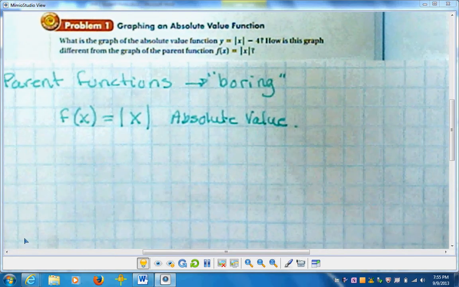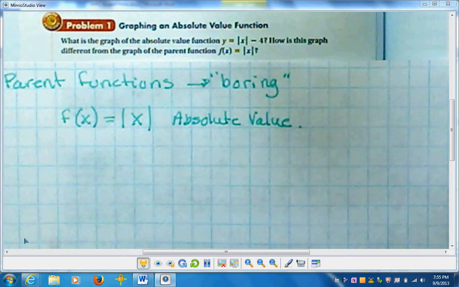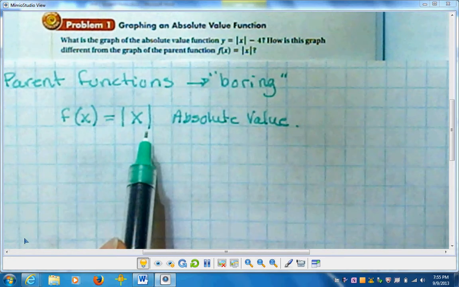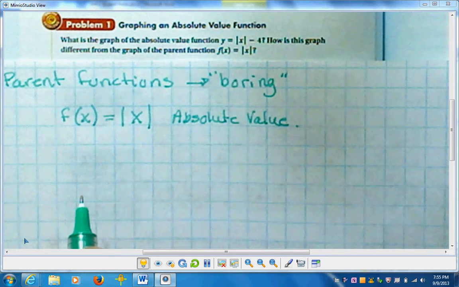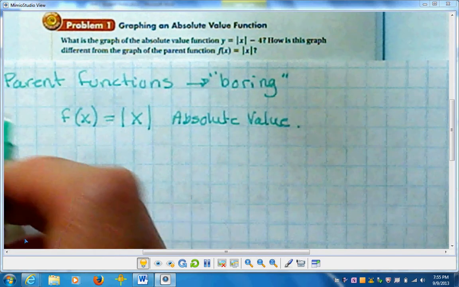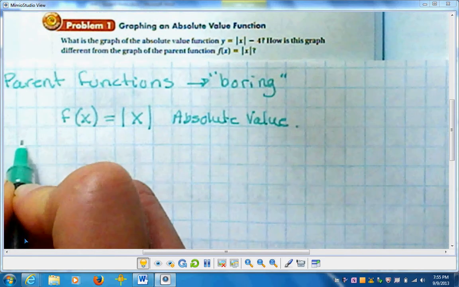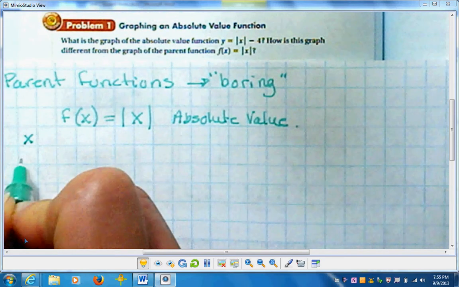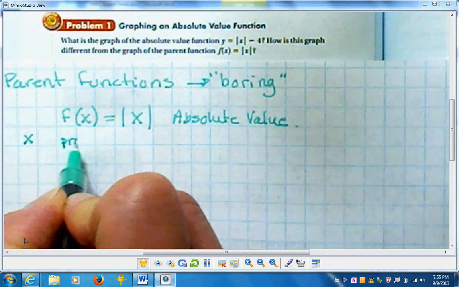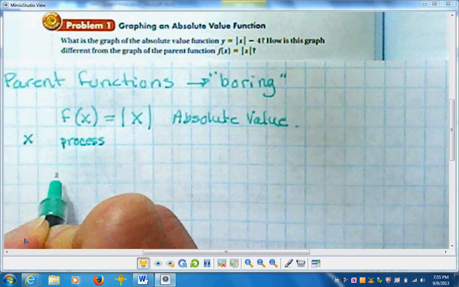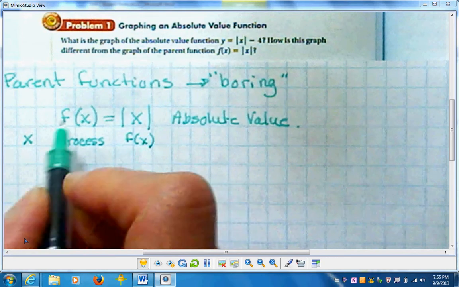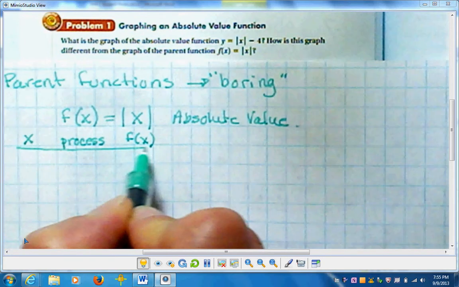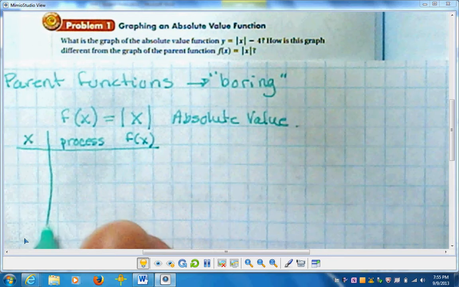Okay. So what we want to do is create a table of values to help us graph this. We're going to graph the parent function first, and then we'll graph the function that they want us to graph. So with my table, I'm going to have my x column, my processing column, and then my f of x. So let's pick some values of x.